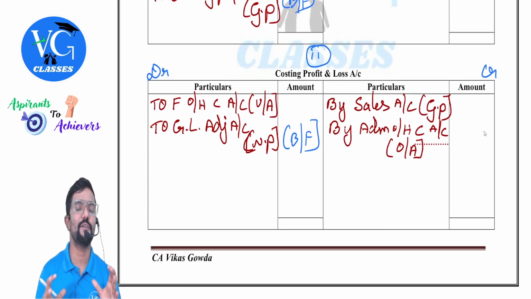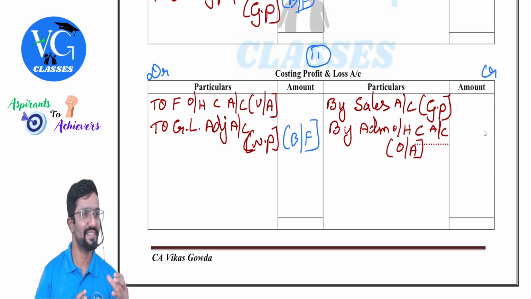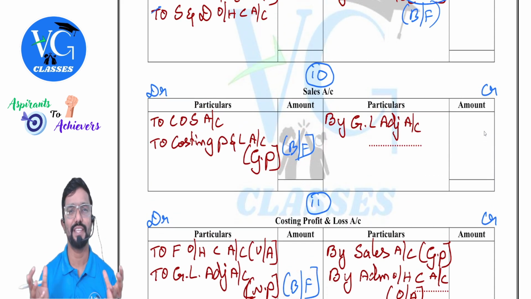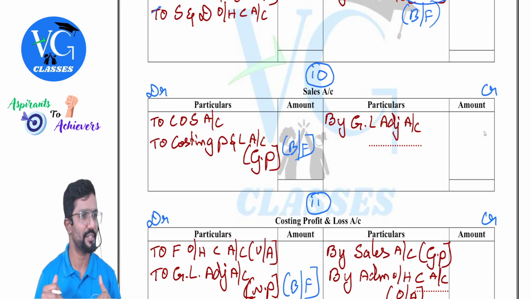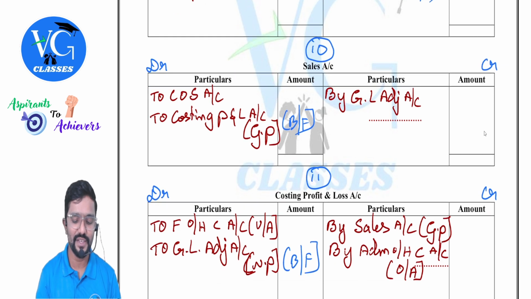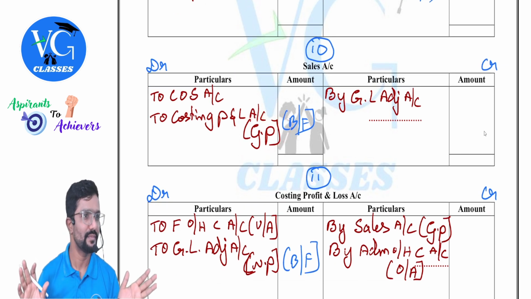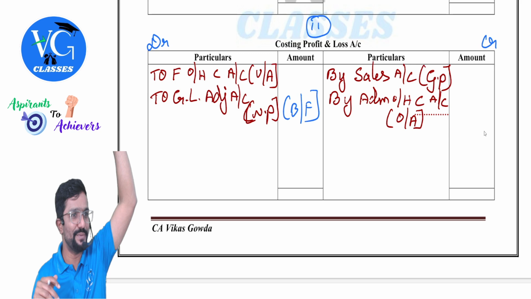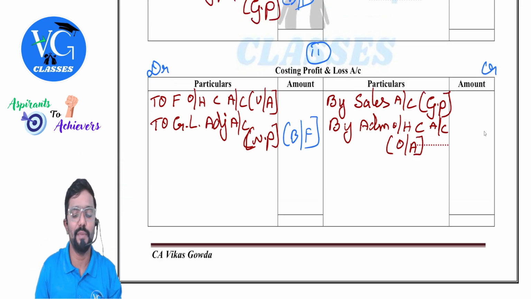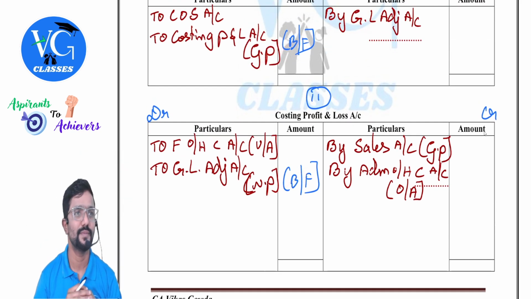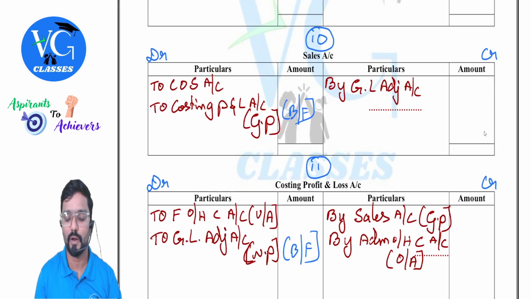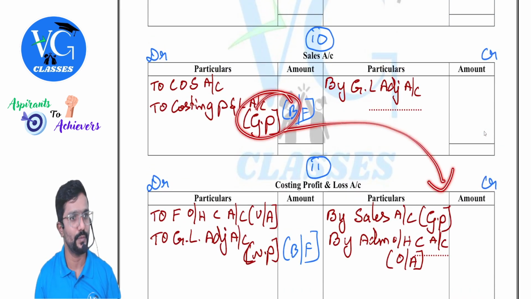Next, see, actually gross profit means sales minus COGS. Clear? But in cost accounting system, we will get two profits, guys. Just to differentiate them, I am using the names gross profit and net profit. Clear? Or else you can simply write profit also. No problem. But we will get one more profit here, which we will transfer to general ledger adjustment account. Just to differentiate between them, I am naming them GP, NP. Clear? Yes. Now in costing P&L account, first thing you record whatever gross profit we have received from sales account.